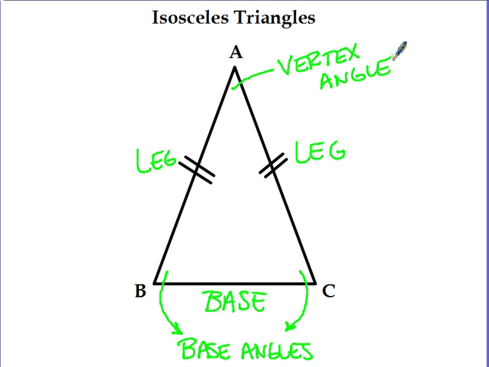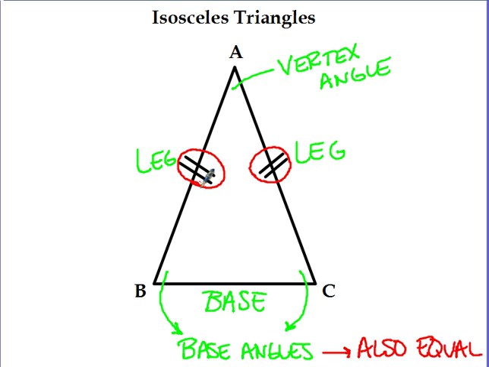But something interesting that happens in isosceles triangles, so not only are our legs the same, but your base angles are also congruent. They're also equal. So you'll see these markings. If I circle the markings here, the angles across from them are also equal to each other. So if this angle was 20 degrees, then this angle would be 20 degrees. Okay, so base angles are also equal.